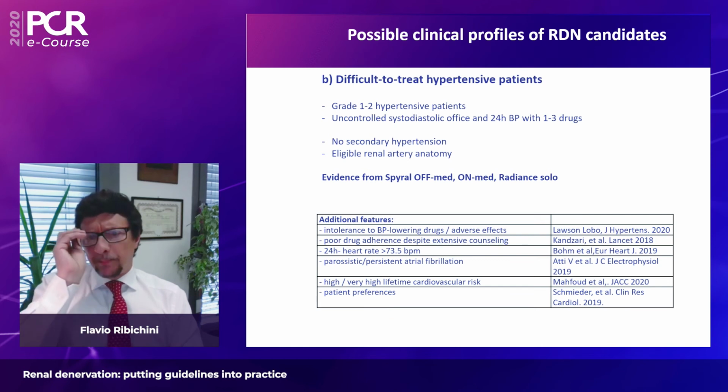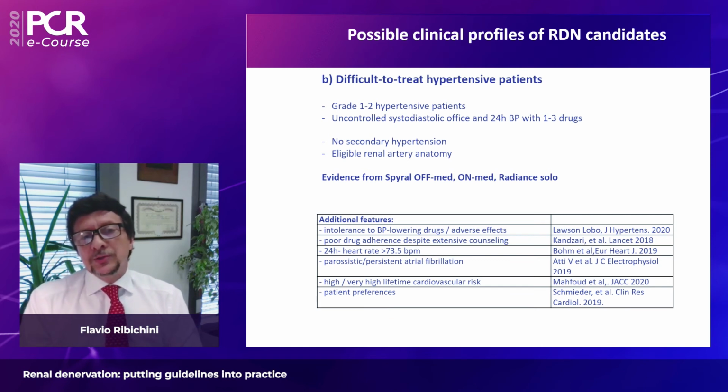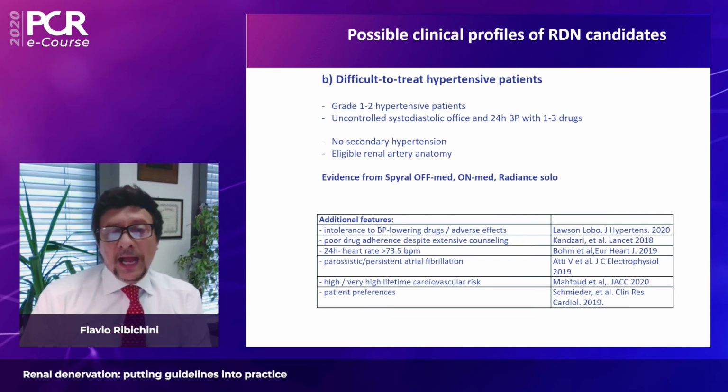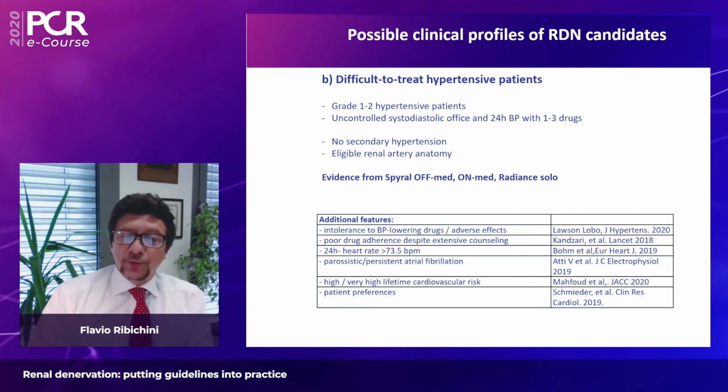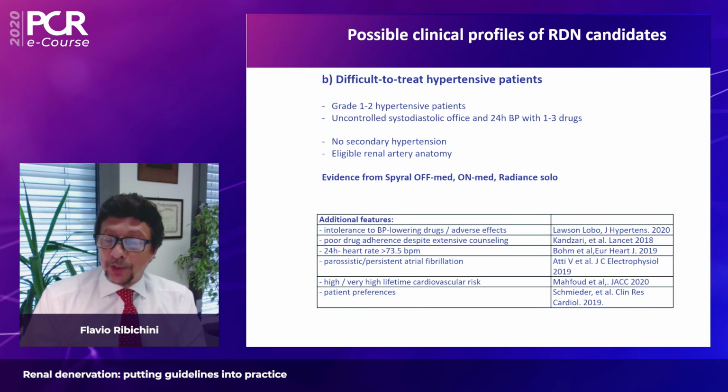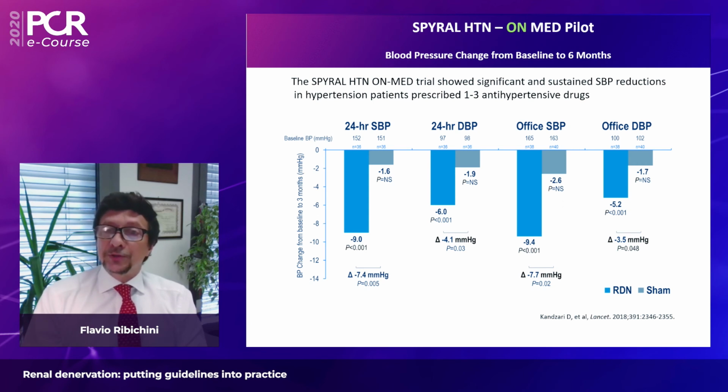Another difficult to treat population is that of patients with grade 1 or 2 hypertension with uncontrolled systolic blood pressure despite taking 1 to 3 drugs. And additional evidence can include those with intolerance or adverse effects of the drugs, with poor adherence, and very interesting, those having atrial fibrillation or paroxysmal supraventricular arrhythmias, or those having a baseline heart rate above 74 beats per minute, in which probably an adrenergic drive is more important than in other populations. Patient preference is again considered an important reason to use the technique.